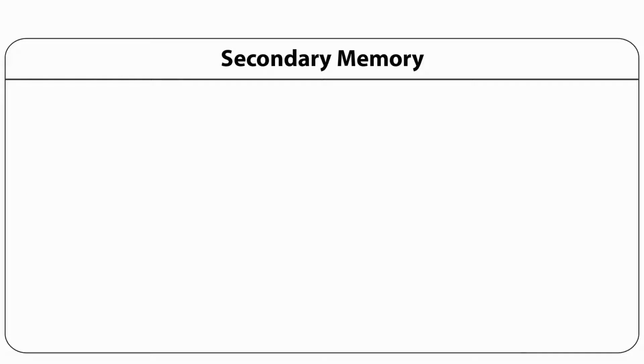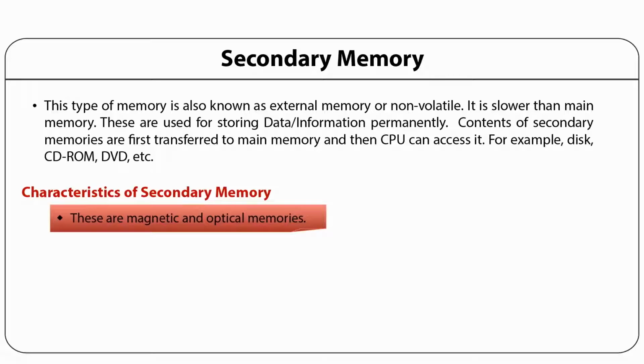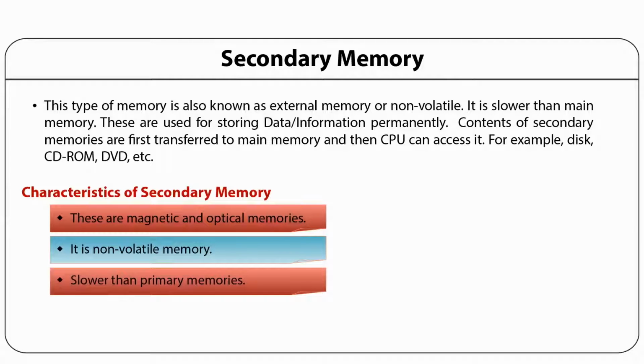Coming to the secondary memory. This type of memory is also known as external memory or the non-volatile or the permanent storage. It is slower than main memory, but it is used for storing the data or information permanently. The contents of the secondary memories are transferred to the main memory and the CPU can access it. Typical examples of secondary memory are the disk, CD-ROM, DVD, or the hard disk. The characteristics of the secondary memory: these are magnetic or optical memories. It is a non-volatile memory, but it's slower than primary memory.